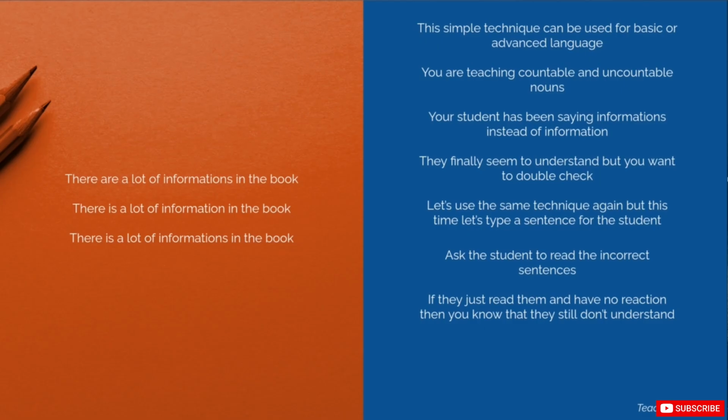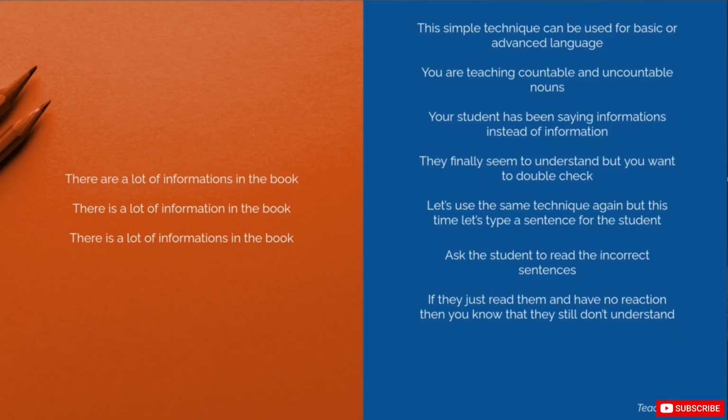Is that okay? There are a lot of informations. Is that okay? And give your student a chance to think about this. And hopefully they will pick up and they will say, oh, no, it's not okay. And say, read the second sentence and let them read again. There is a lot of information in the book.